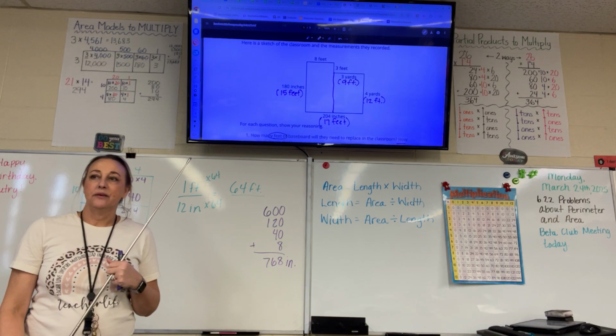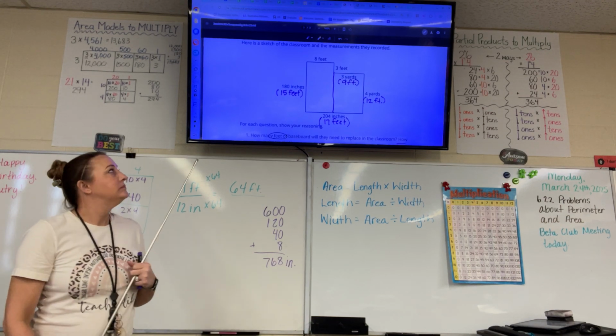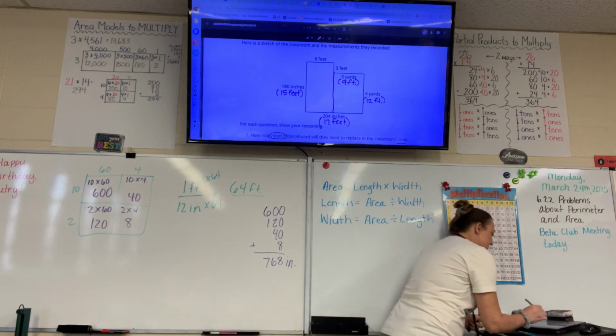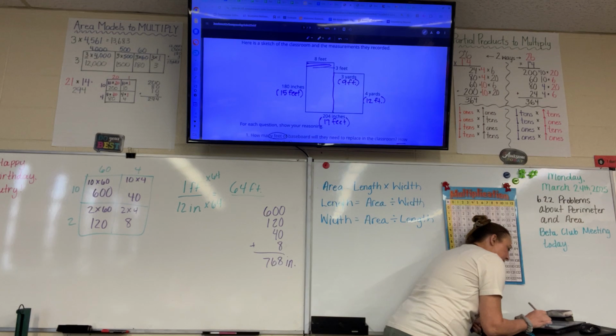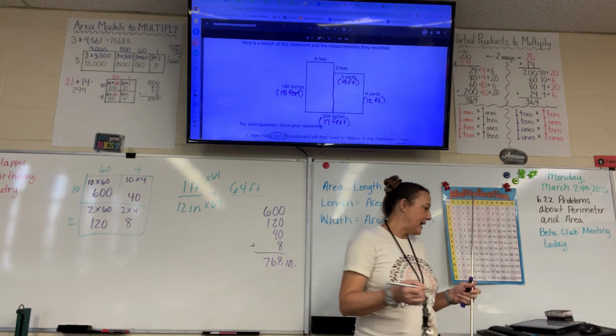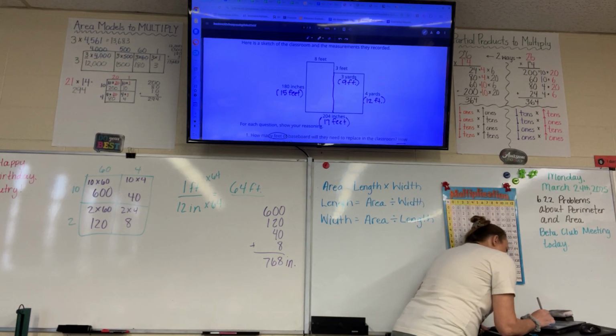Length times width. 8 feet times 15 feet. Yep, because the 8 feet is going to cover the width, and the 15 is going to cover the length of this box. And then if we multiply those numbers together, then we'll get the entire box, right? So, for this box, we're going to multiply 8 feet times 15 feet.